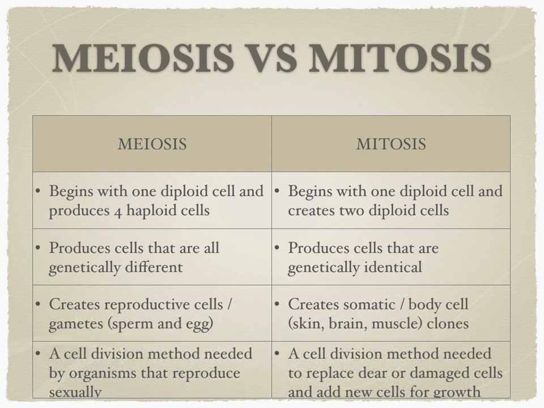Meiosis would be a cell division method needed by organisms that reproduce sexually. If you reproduce sexually, you produce sperm cells and or egg cells, or in some organisms, like we talked about with the pea plant, both.